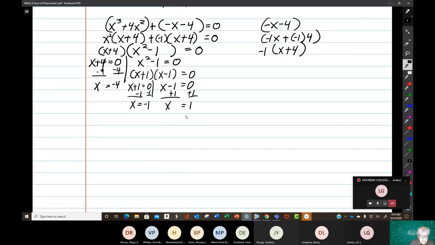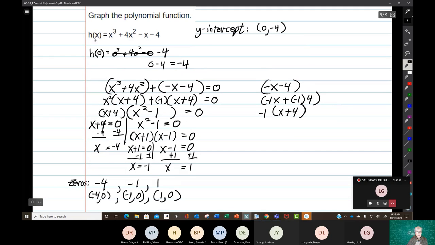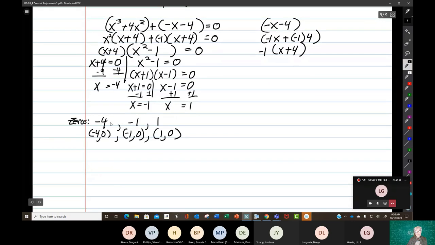The zeros of the function are negative 4, negative 1, and 1. And the x-intercepts are negative 4, 0, negative 1, 0, and 1, comma 0. And this is highest power 3, so that's all the zeros you can get. They'll all have multiplicity 1, which means you're going to have a graph that cuts through the x-axis. There's none of this lingering and then going back the other way.